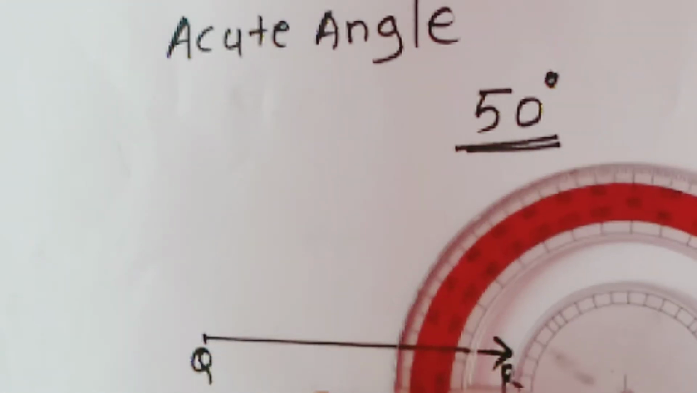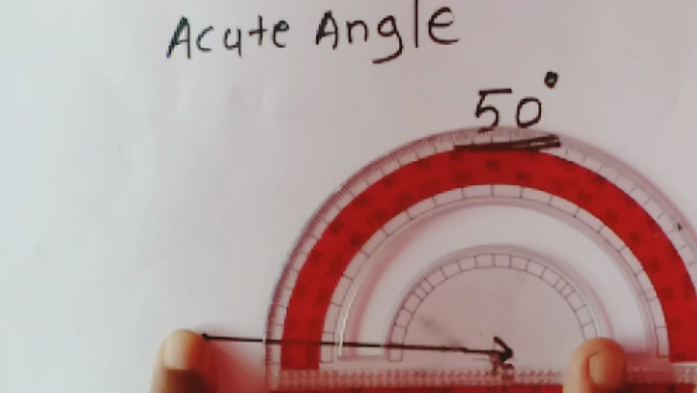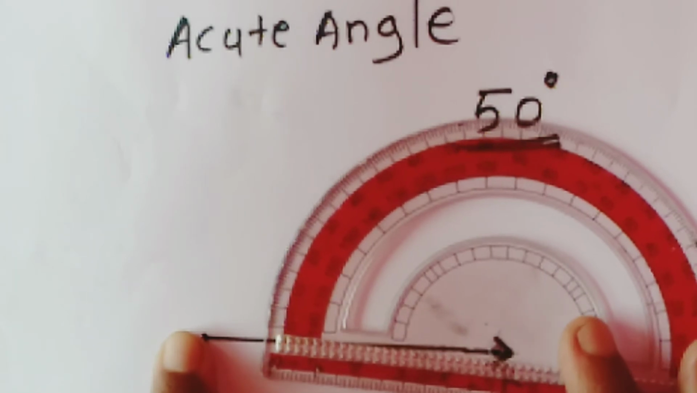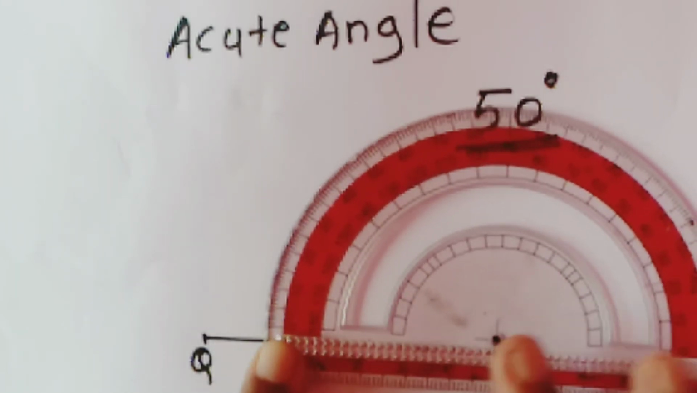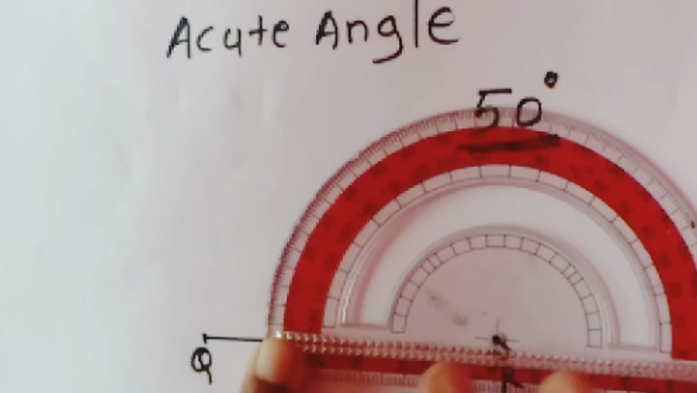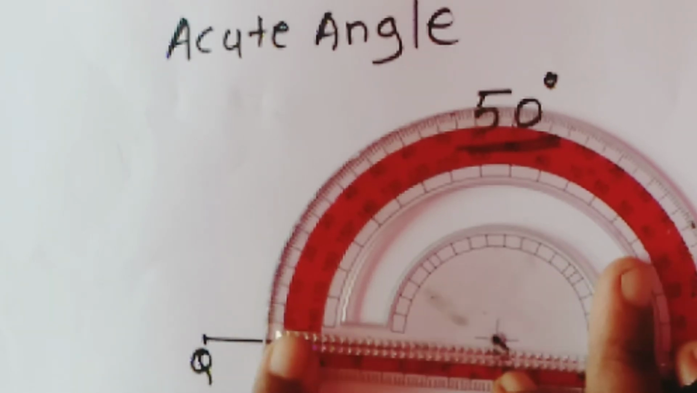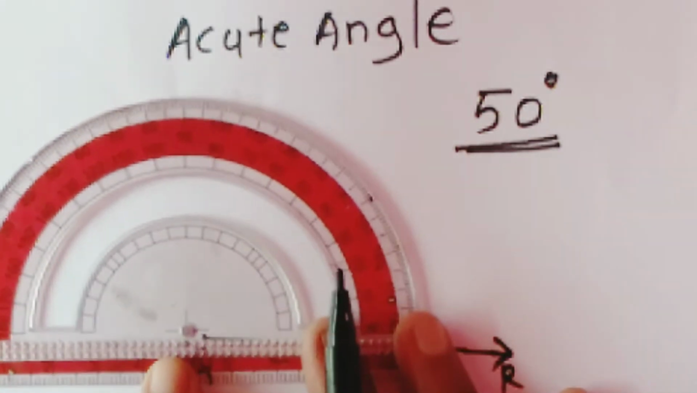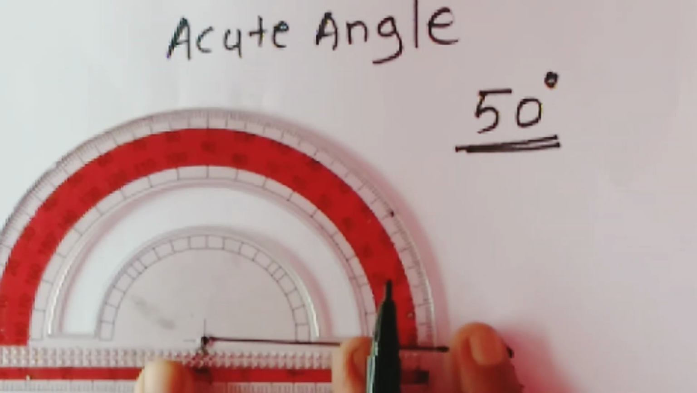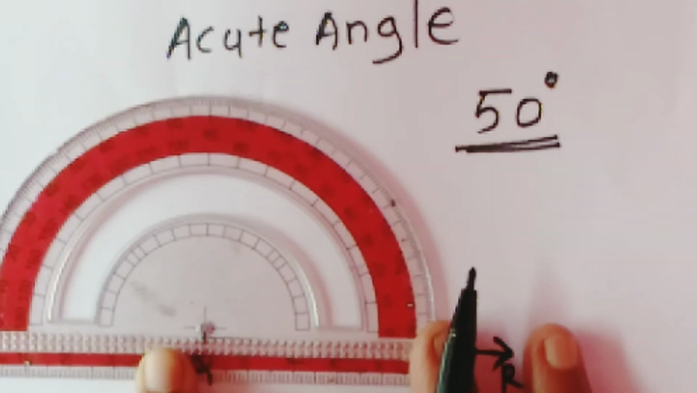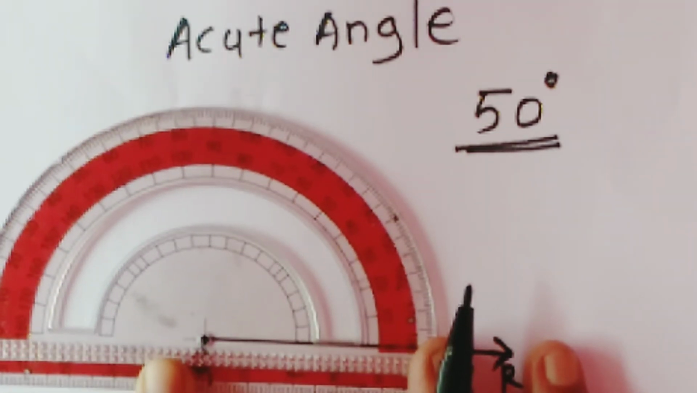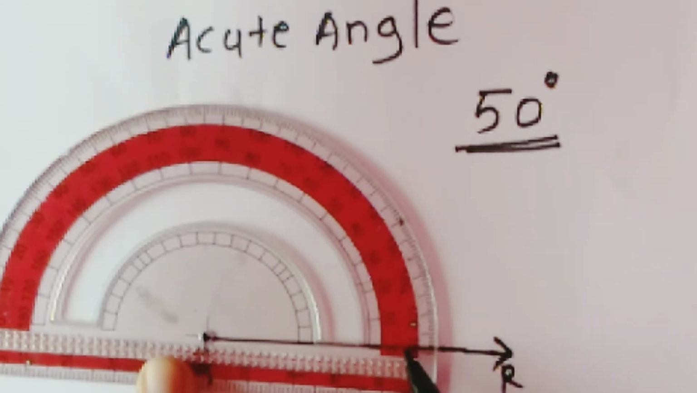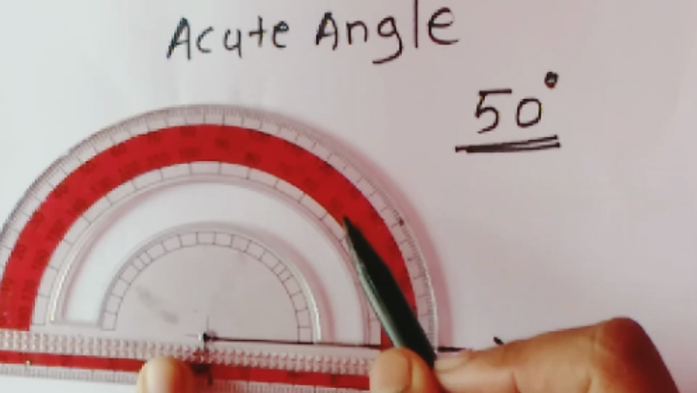Suppose you give the arrowhead to this side, then you have to place the middle portion of the protractor on this side, and the line coincides with the paper's line. So students, you have to measure from this 0. So I place this point here. That's why you have to measure the angle from this 0 side, inner scale, 0 to 50 degree.